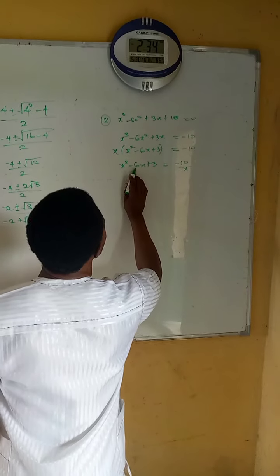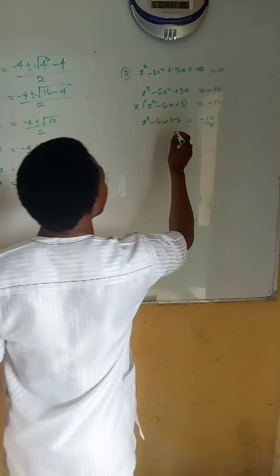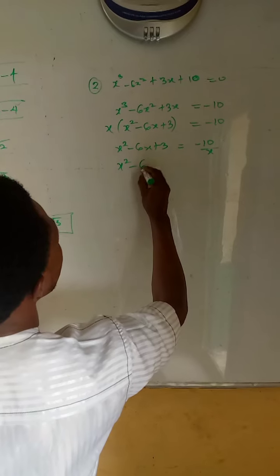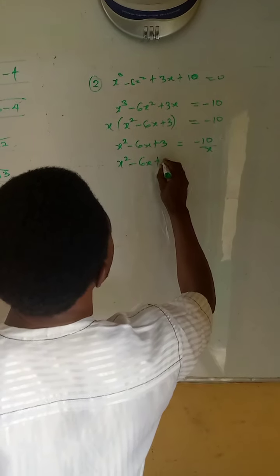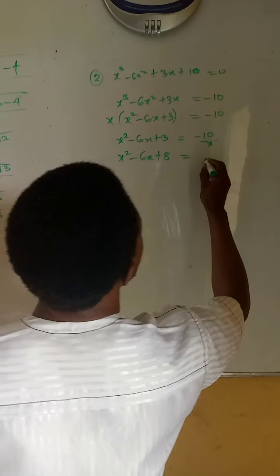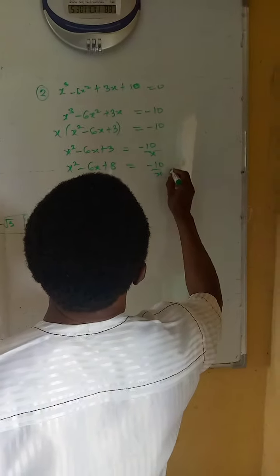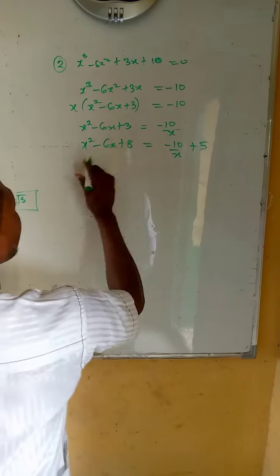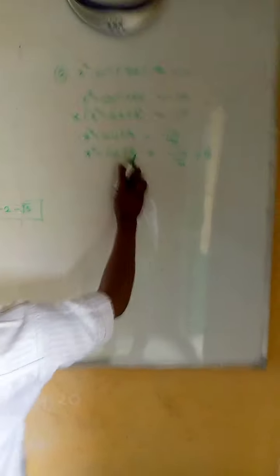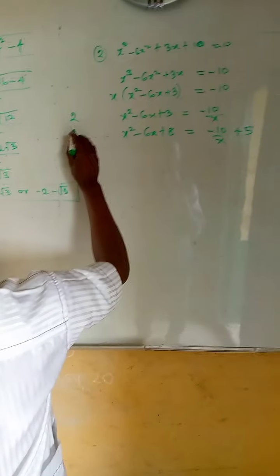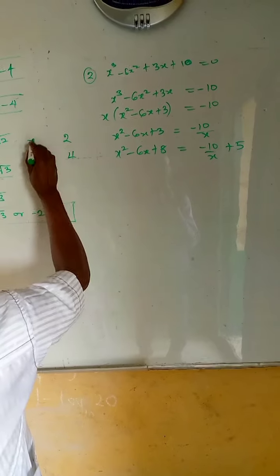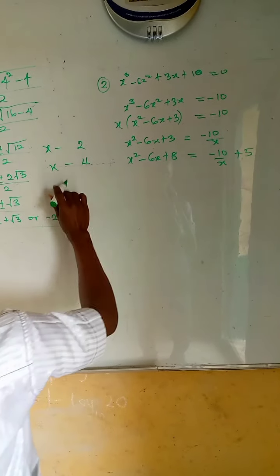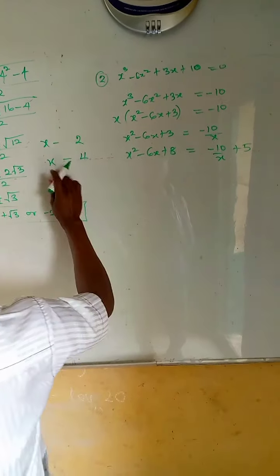8, we can use 2 and 4. If this is 8, so we have x squared minus 6x plus 8 equals minus 10 all over x plus 5, because it's 5 that I have added to both sides. Now I can factorize this. Of course, the factors of 8 are 2 and 4. So we have x minus 2 and x minus 4. Of course, minus times minus gives plus. So these are the factors.